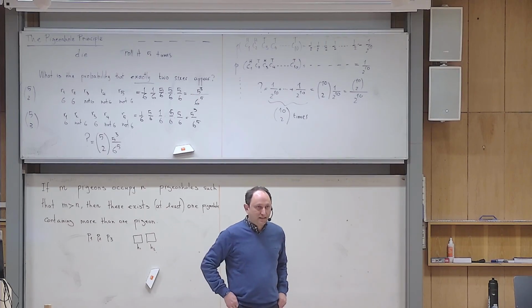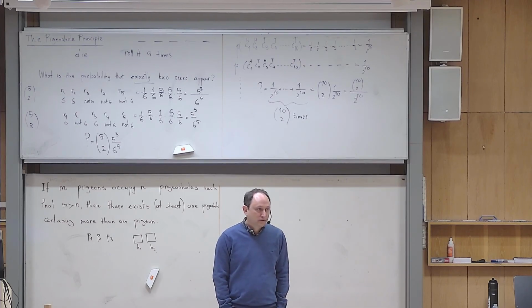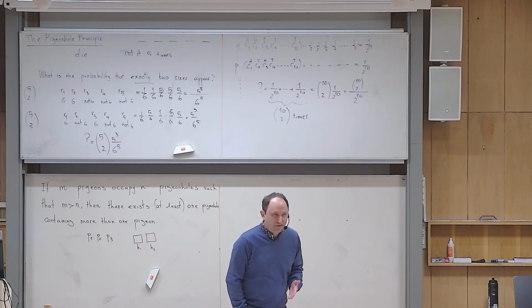so that it is guaranteed that I have at least 2 people born in the same month? Yes? 13. 13. Do you agree? Because if I choose 12, it is still not guaranteed.